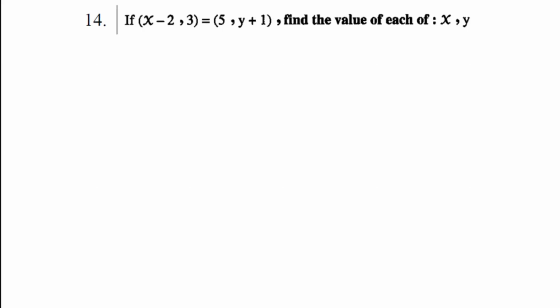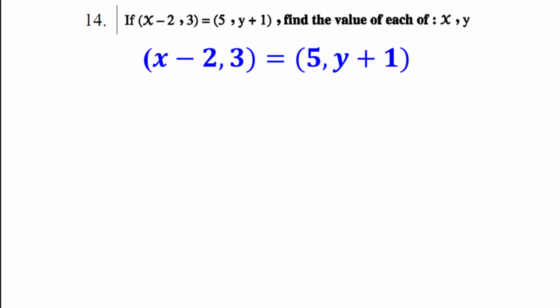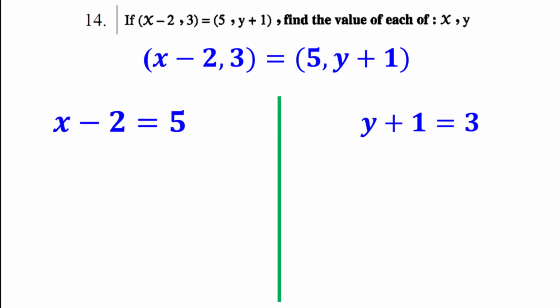Number 14: if the ordered pair (x minus 2, 3) equals the ordered pair (5, y plus 1), find the value of each of x and y. We have two ordered pairs that are equal. So we equate the x coordinate with the x coordinate and equate the y coordinates. We get x minus 2 equals what, guys? Equals 5, and y plus 1 equals 3.